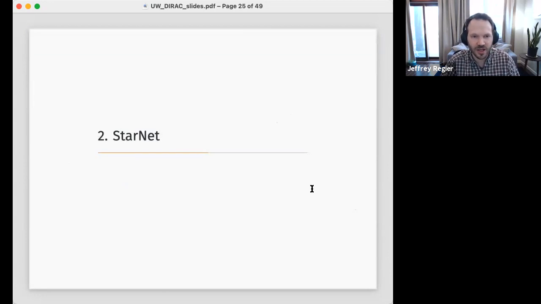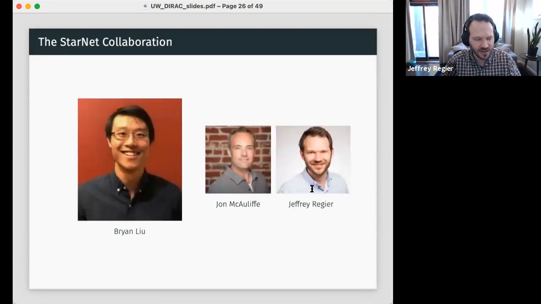So Starnet addresses many of these limitations. This is the second work I want to talk about. Starnet addresses many of these limitations for images of crowded starfields. And this is work that was led by Brian Liu, who's a tremendously talented PhD student at UC Berkeley.